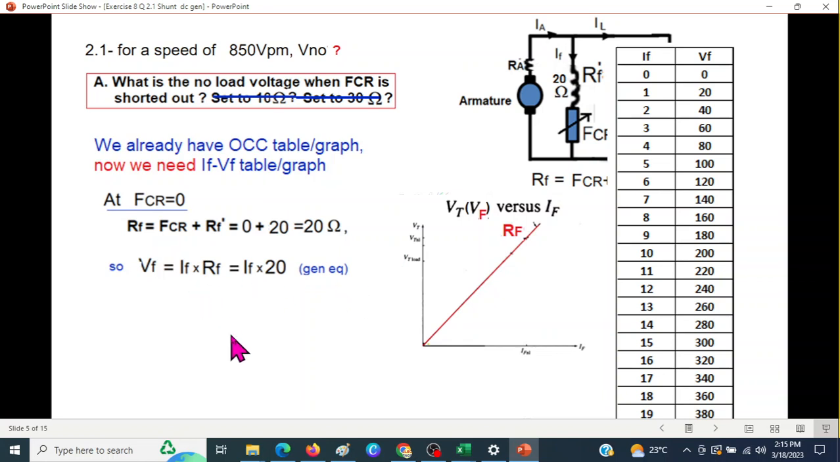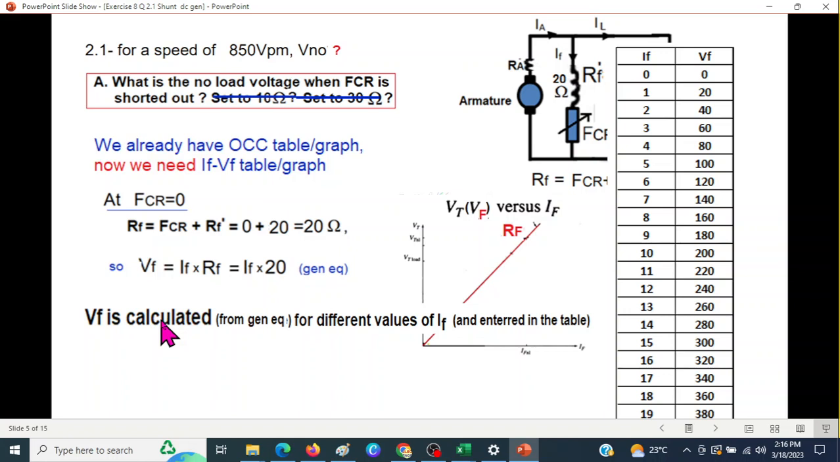And by plugging in the values, VF is calculated from the general equation for different values of IF. So putting IF equal to 0, 1, 2, 3, 4. You can use the Excel sheet, so quickly you get the output. This is the output, and this is in tabular form, and we can then plot it. We'll see in the next slide.